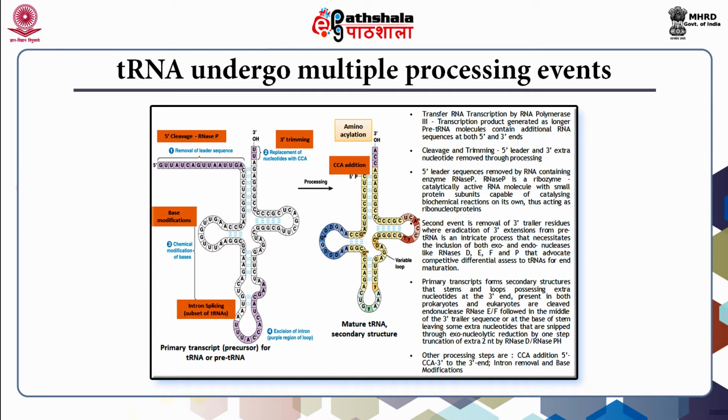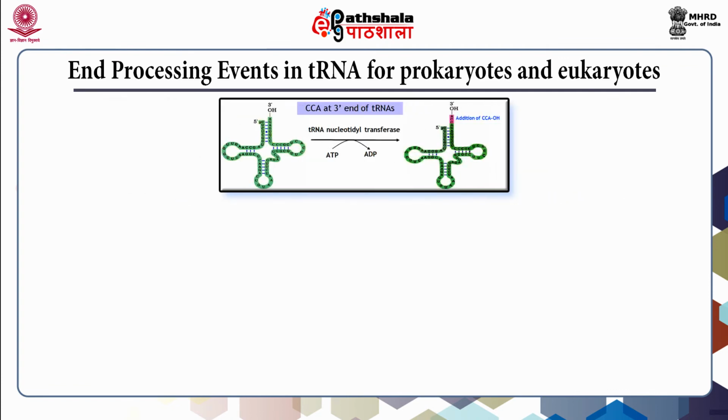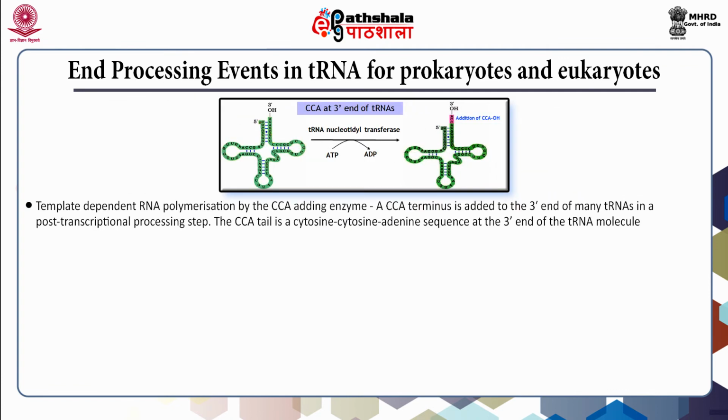These extra nucleotides are snipped through exonucleolytic reduction of the surplus trailer sequence by RNase D and RNase PH from the 3' end in a one-step manner. The further processing event involves the addition of the trinucleotide CCA at their 3' end, established by the template-independent RNA polymerization by the CCA adding enzyme.